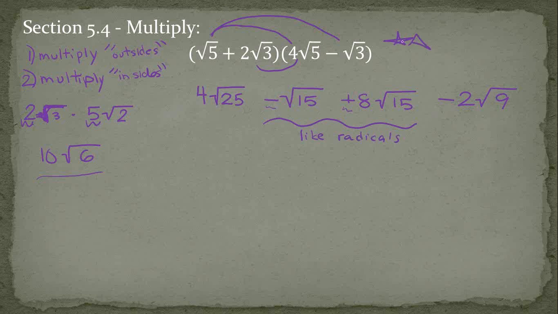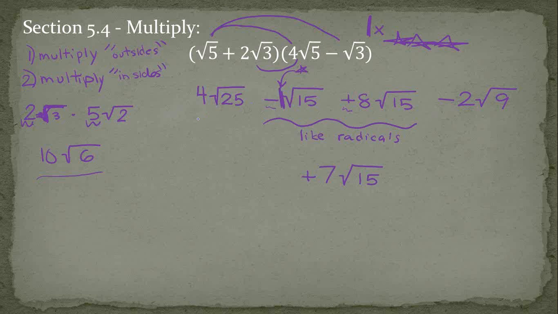The most common mistake I see here is, if you have an x and there's no number in front, it's really a 1x. This is really a minus 1 radical 15. So when you do negative 1 plus 8, you're going to get a 7 radical 15. So we can combine these like terms.